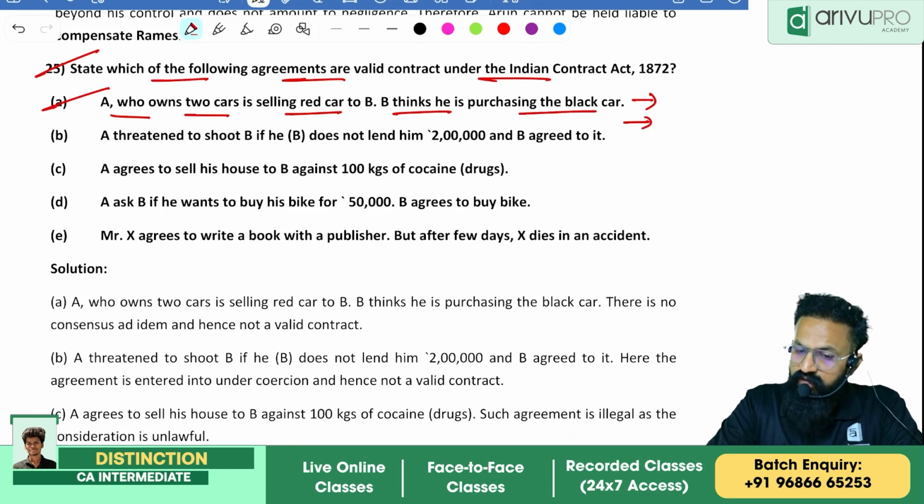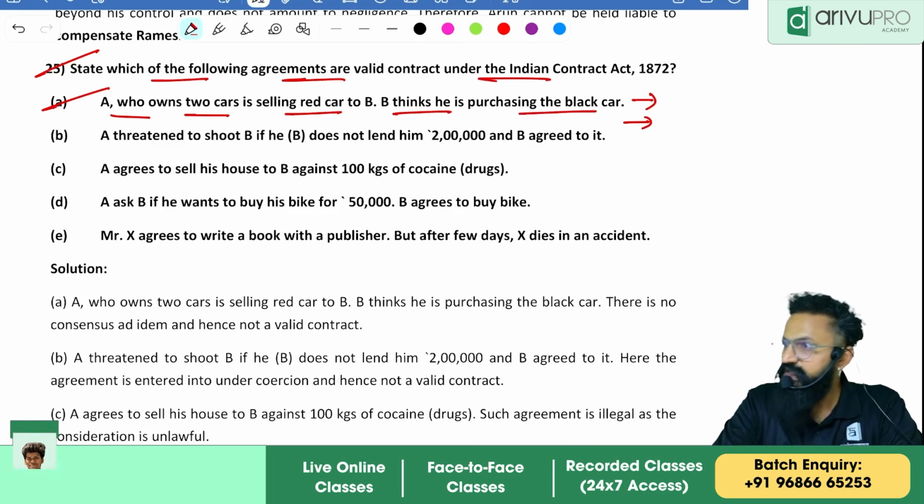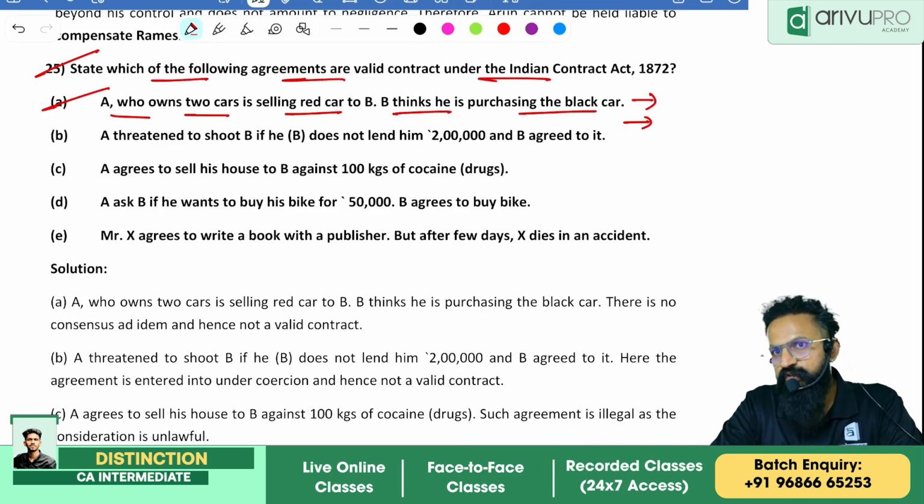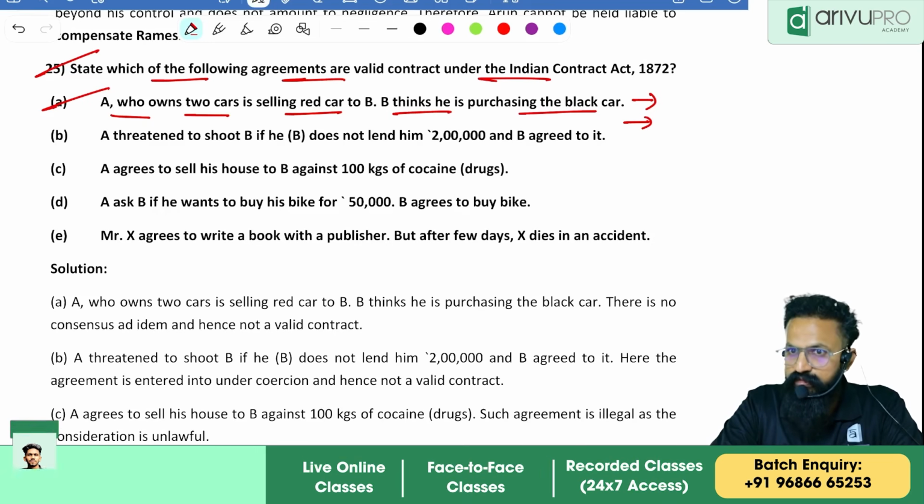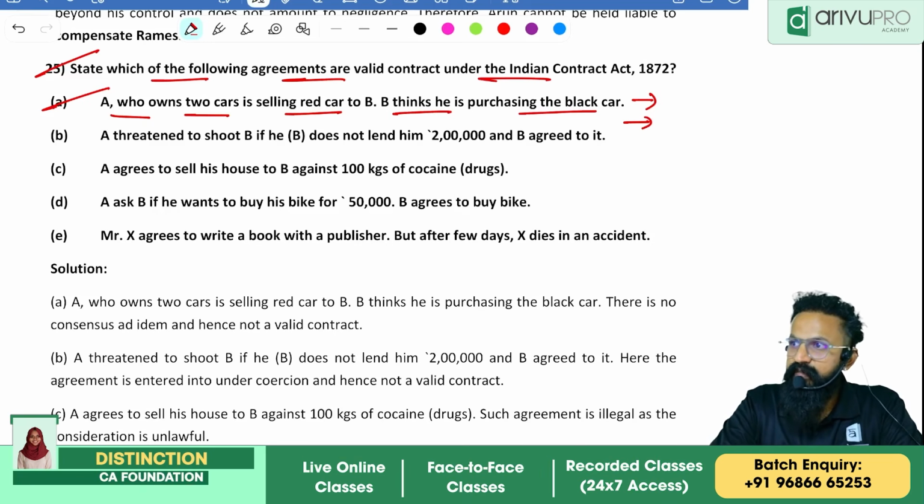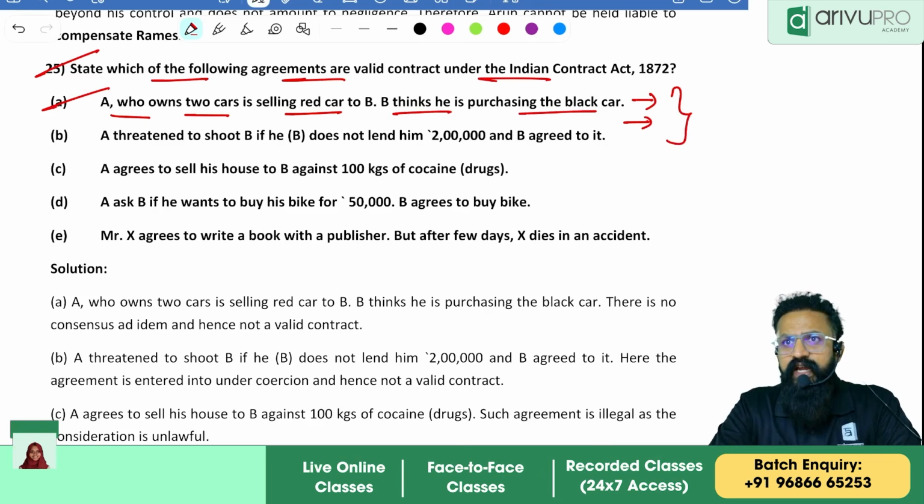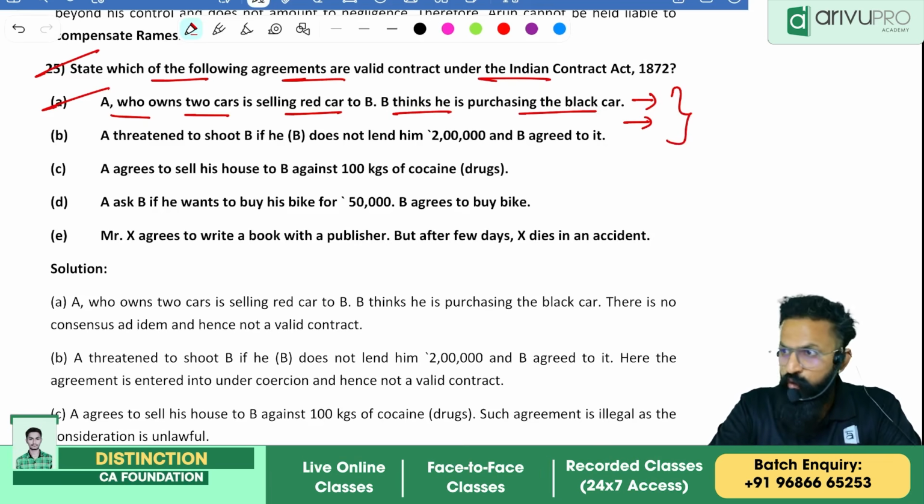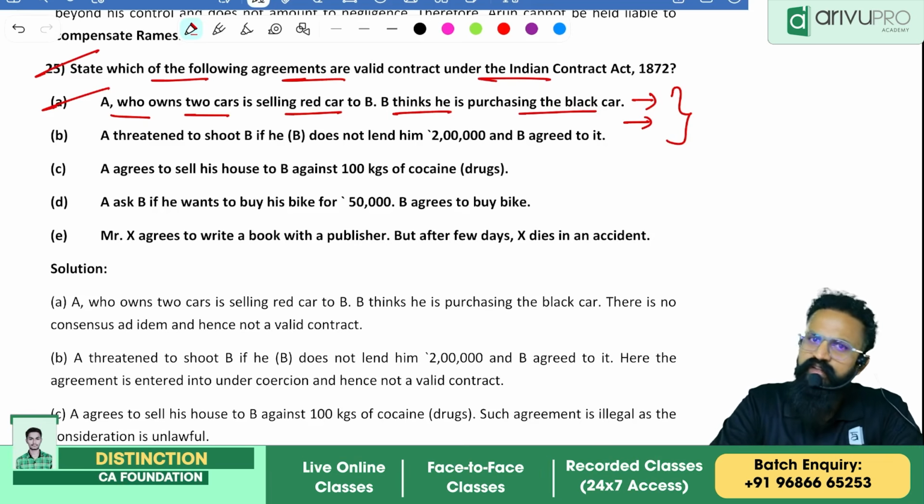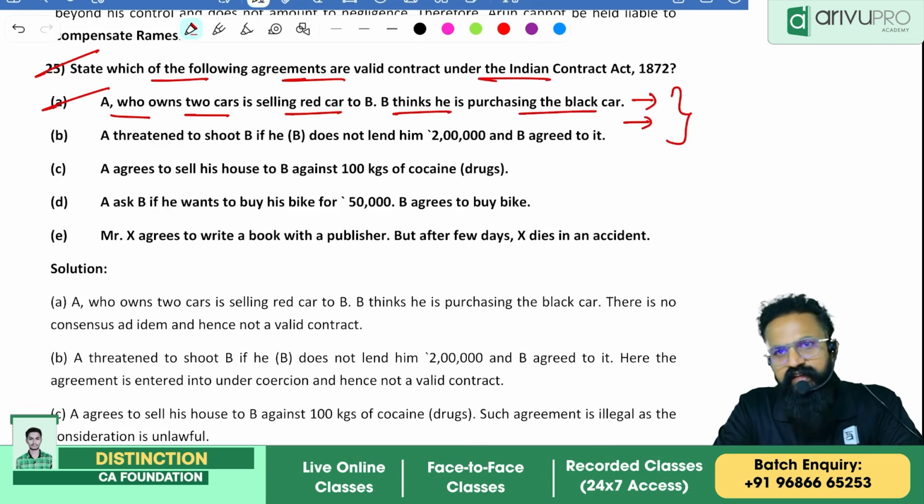Next, I can also say the offer is not certain because I'm just saying that I want to sell a car. Which car, I'm not sure. So the offer is also not certain. The third thing I can say, it can also be a case of bilateral mistake, mutual mistake. Whenever there is a bilateral mistake, the answer can be written in any of these ways: consensus ad idem, mutual mistake, and no certain offer. All of this will come under the same genre only. So you can write the answer under any of these.